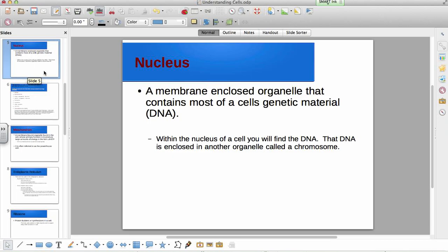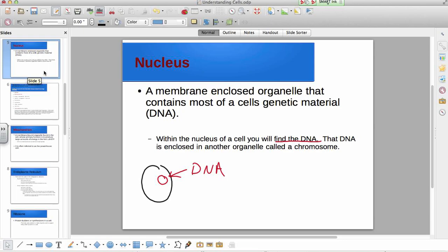So basically you have your cell, and within that cell, you're going to have a nucleus. Inside this nucleus, you're going to have your DNA, and the DNA is where all your genetic information is. So within the nucleus of a cell, you're going to find the DNA. The DNA is actually enclosed in another organelle called a chromosome.